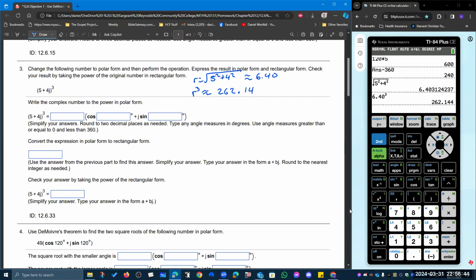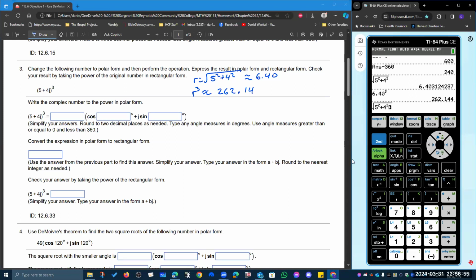However, they didn't get that, so let me just take this whole thing this time. This time I think they want you to use the entire number and cube it.